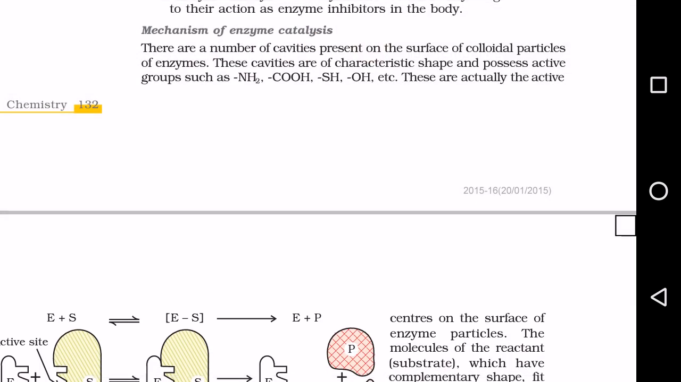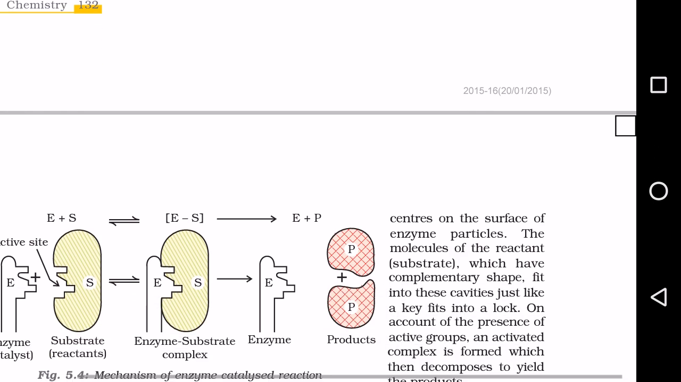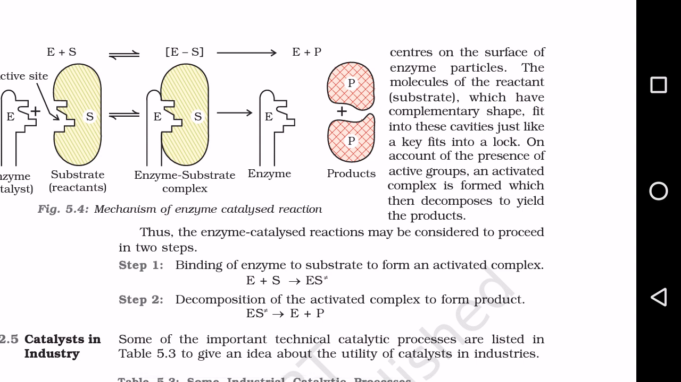Mechanism of enzyme catalysis. There are a number of cavities present on the surface of colloidal particles of the enzymes. These cavities are of characteristic shape and possess active groups such as NH2, COOH, SH, OH, etc. These are actually the active centers on the surface of enzyme particles. The molecules of the reactants, that is substrates, which have complementary shape, fit into these cavities just like a key fits into a lock. On account of the presence of active groups, an activated complex is formed, which then decomposes to yield the products. Thus, enzyme catalyzed reactions may be considered to proceed in two steps. Step 1: binding of enzyme to the substrate to form an activated complex. Step 2: decomposition of the activated complex to form the product.